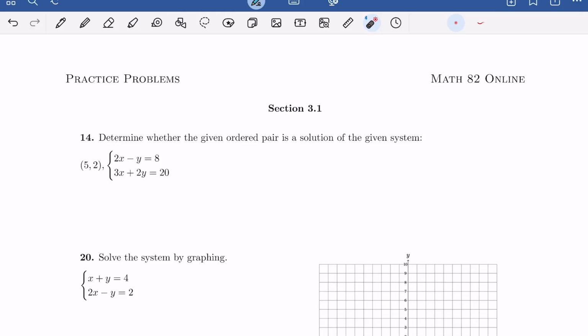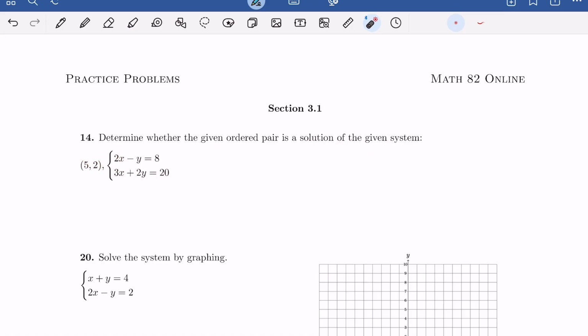In this video, we're going to go over some practice problems from chapters 3 and 4 of our textbook. Now, in chapter 3, we're looking at solving systems of linear equations. So, with section 3.1 here, let's look at this first question. We want to determine whether this given ordered pair is a solution of this given system.